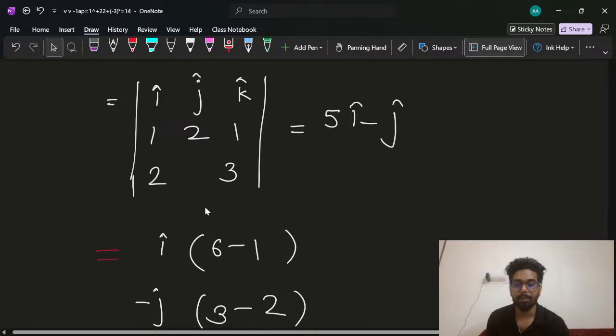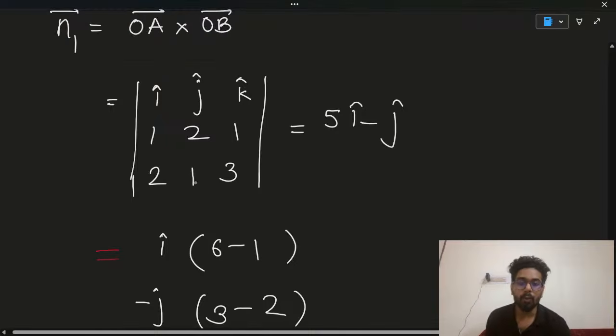So OB was 2, 1, 3. I want you to at least crack 95 percentile. Yaar, itna toh banta hai na mere bhai.